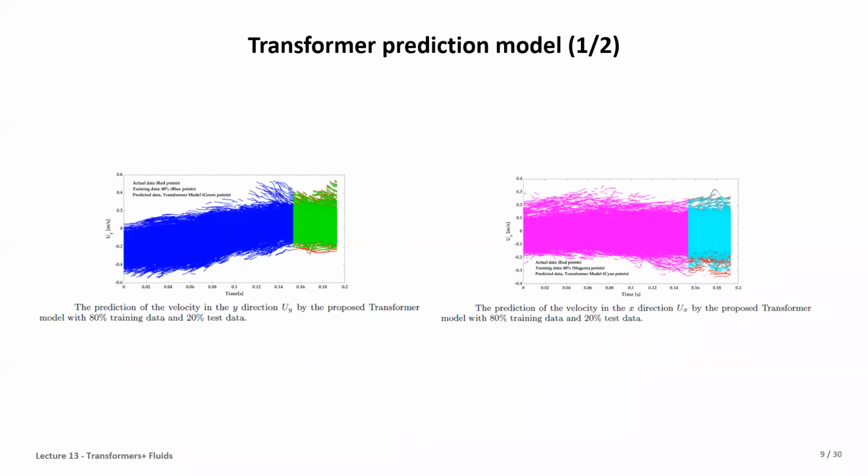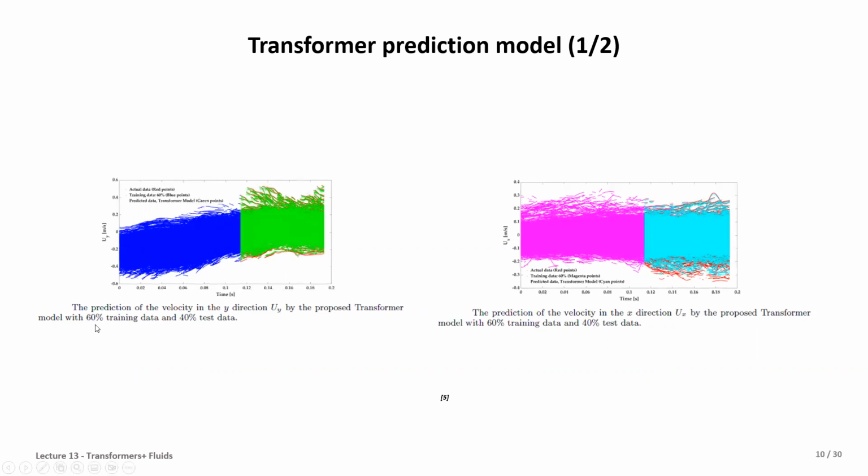here you can see the prediction of the transformer when we made the training with 80% for the velocity in y direction. This is the prediction. This green color is the prediction, and the red one is the actual data. You see how much it is matching with the real data. This is the y direction.